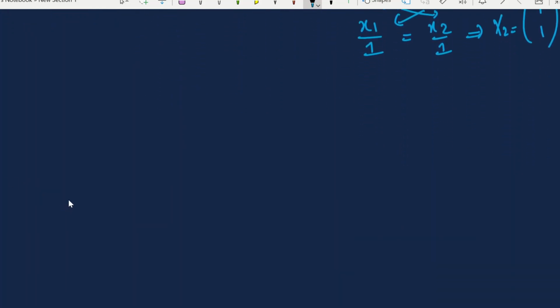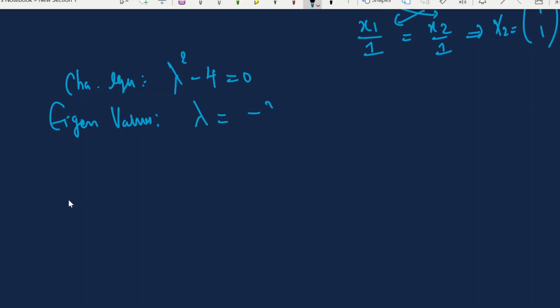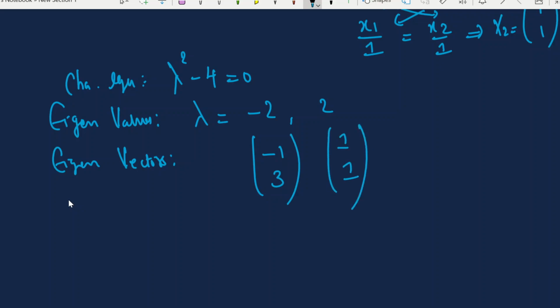1, 1. Now for this problem, the characteristic equation is lambda square minus 4 equals 0. Eigenvalues are lambda equals minus 2 and plus 2. Eigenvectors are, for lambda equals minus 2, the eigenvector is (minus 1, 3), and for lambda equals positive 2, the eigenvector is (1, 1). These are the eigenvectors.